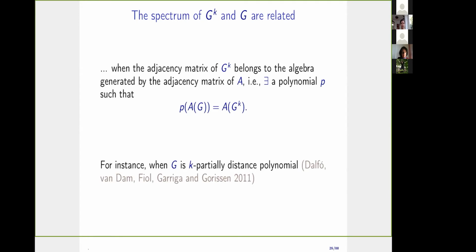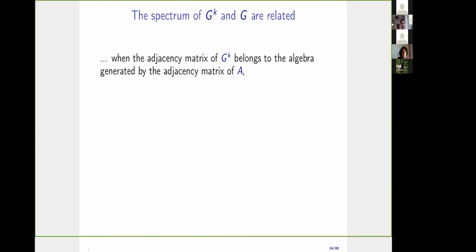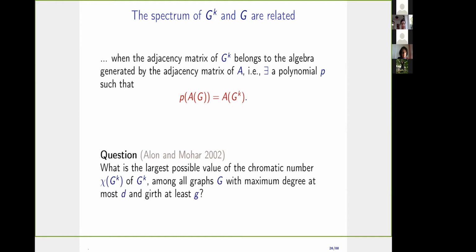For instance, we have results that tell us this is the case when, for example, the graph is partially distance-polynomial, right? And this was proved by Dalfó, Van Dam, Fiol, Garriga, and Gorissen in 2011. Okay, so this is the condition such that the spectrums are related, right? Now we want to see what can we say regarding this question by Alon and Mohar, which type of bound we could provide algebraically in this scenario when the spectrums are related.